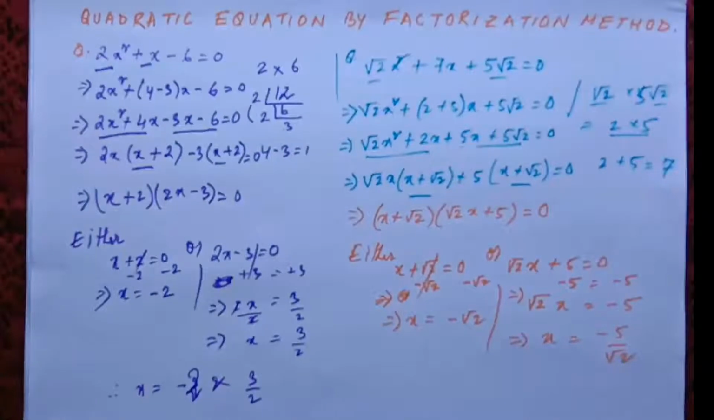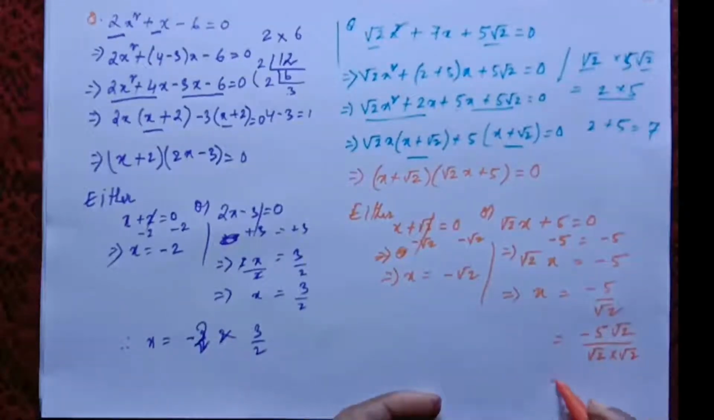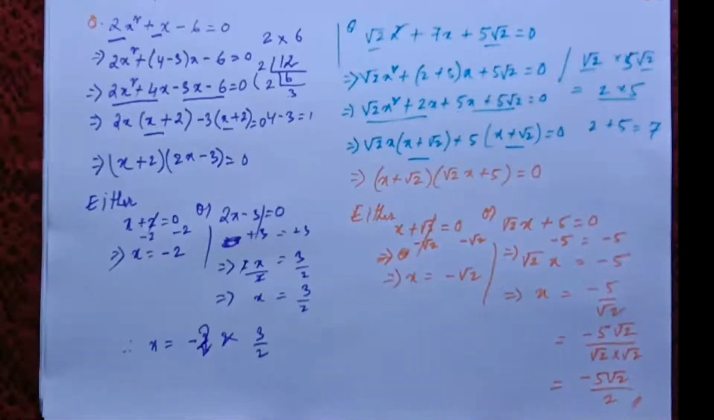We have learned in our early classes that if the denominator is in radical form, we convert it into real number form. So 5 by root 2, we multiply the same number up and down, it will be root 2 into root 2. So root 2 into root 2 is nothing but 2. Minus 5 root 2 by 2 is our answer.